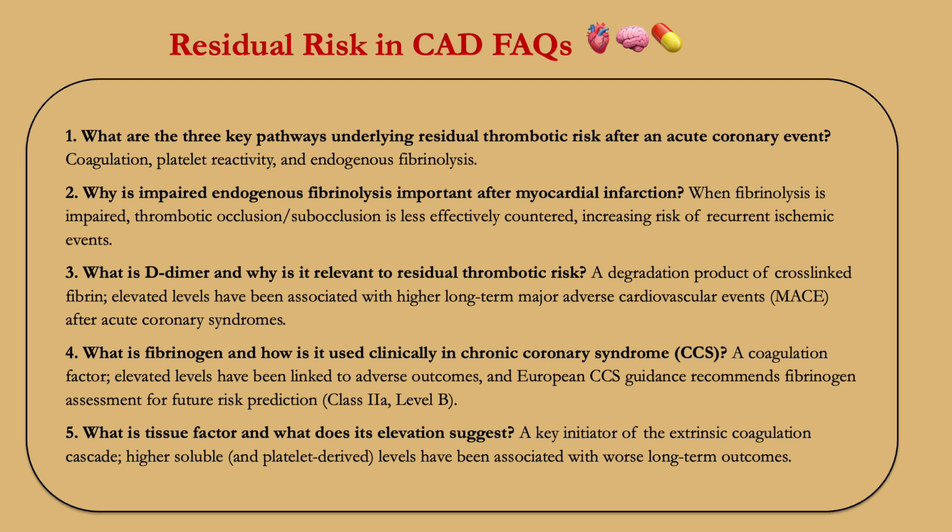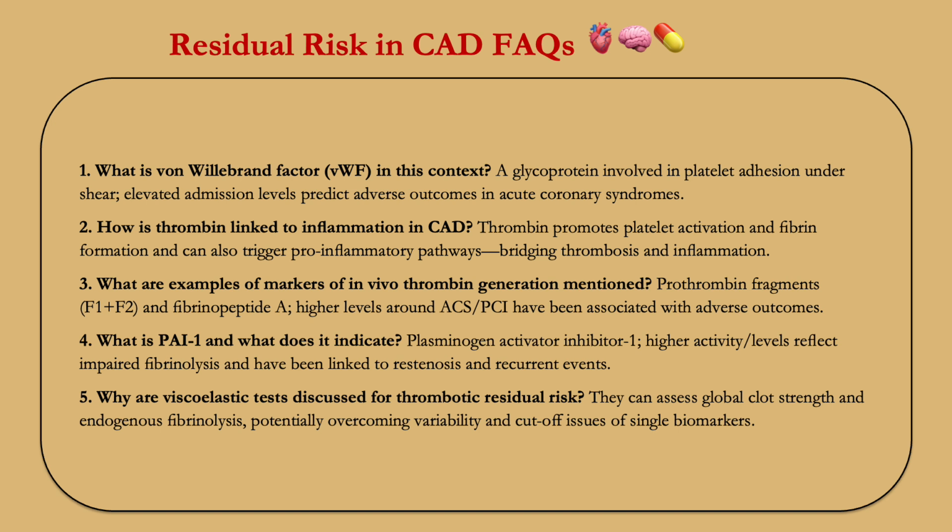What is tissue factor and what does its elevation suggest? It's a key initiator of the extrinsic coagulation cascade. Higher soluble and platelet-derived levels have been associated with worse long-term outcomes. What is von Willebrand factor in this context? It's a glycoprotein involved in platelet adhesion under shear. Elevated admission levels predict adverse outcomes in acute coronary syndromes. How is thrombin linked to inflammation in CAD? Thrombin promotes platelet activation and fibrin formation and can also trigger pro-inflammatory pathways, bridging thrombosis and inflammation.